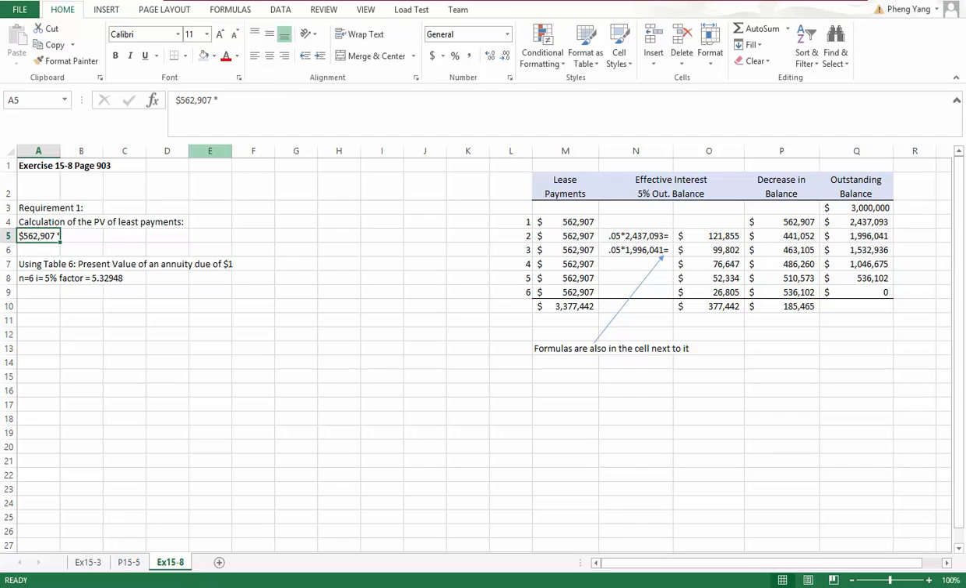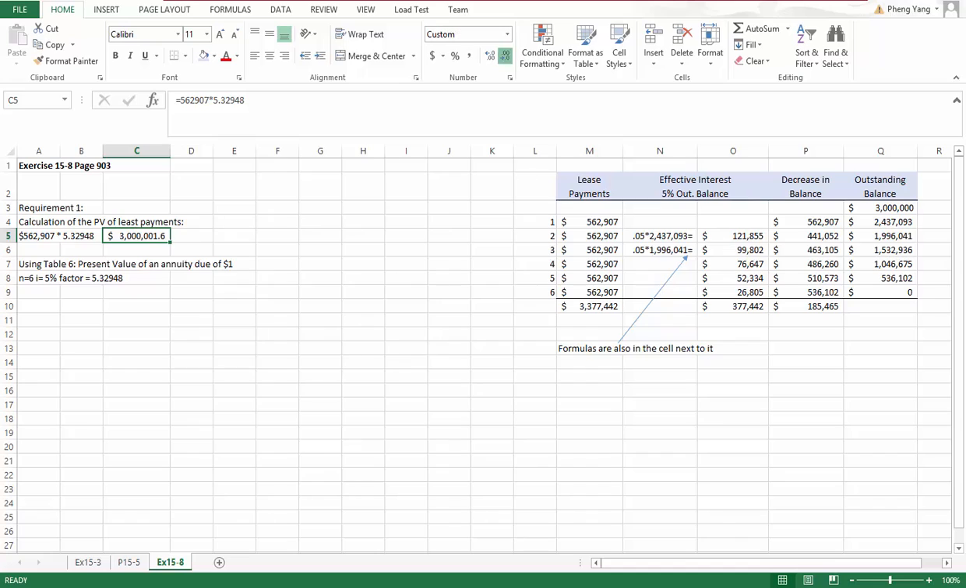Okay, so if I plug that in here, 5.32948, I should get 3 million. And there's a rounding error, so what I'm going to do here is just put 3 million in. We have to round it to the nearest dollar. Nearest dollar is 3 million, or nearest $100. Okay, that's what the requirement says.